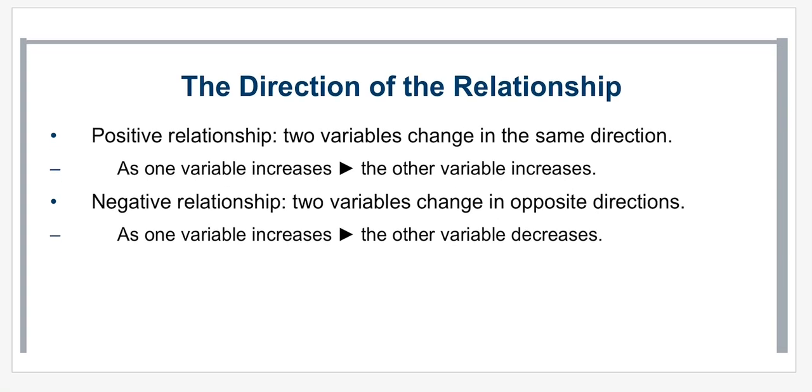Another thing I wanted to point out for direction is the directional symbol with the coefficient, the actual value. If it is a positive relationship, it will be a positive coefficient, so it will be a positive number. If it is a negative relationship, it will have a negative sign in front of the coefficient, so it would be a negative correlation coefficient.